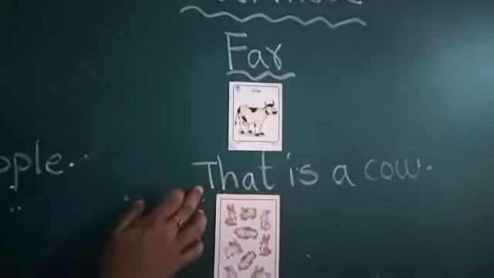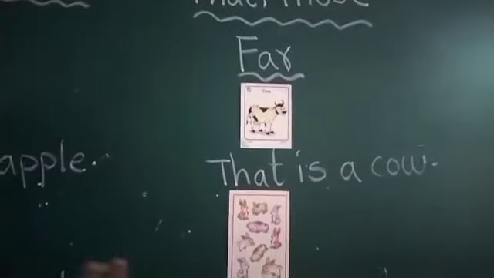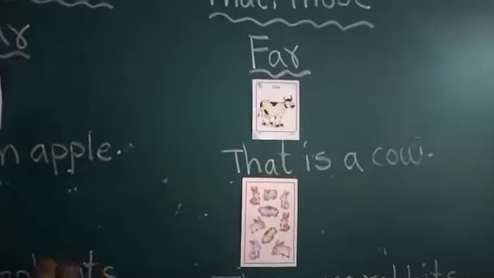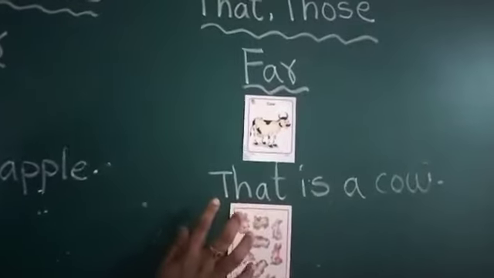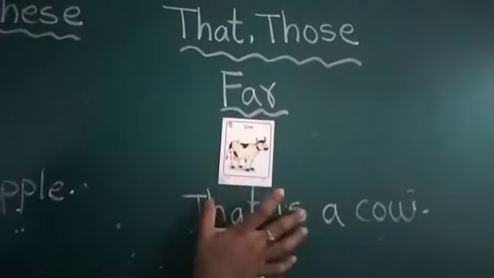So, she is telling, "That is a cow." When will we use "that", children? When it is single and far from us, we use "that". That is a cow. Okay, next.